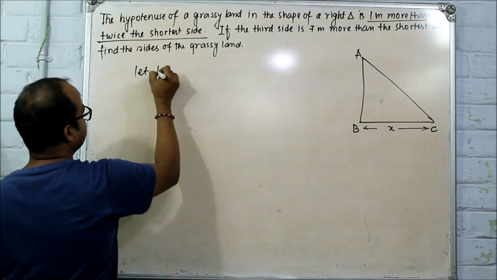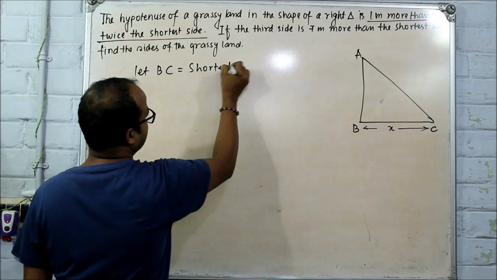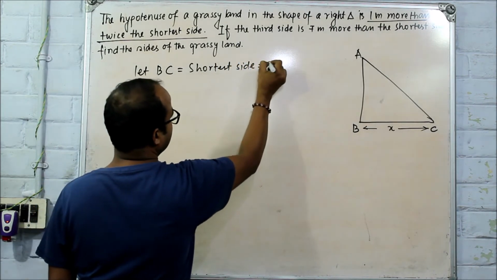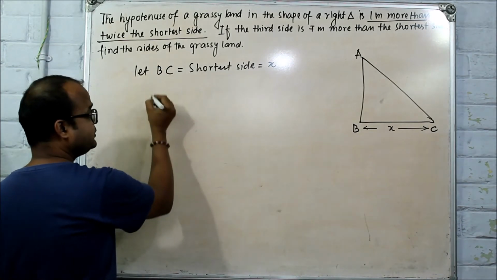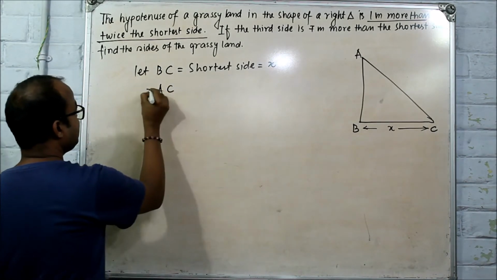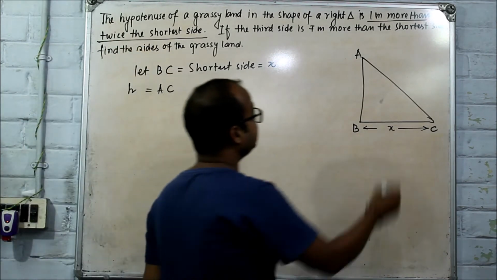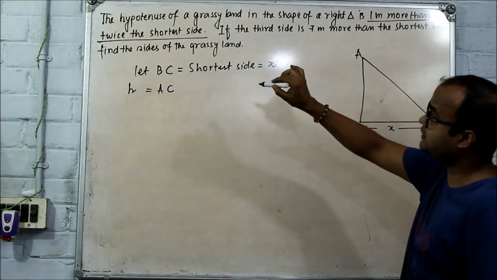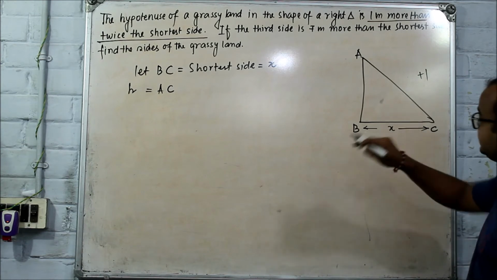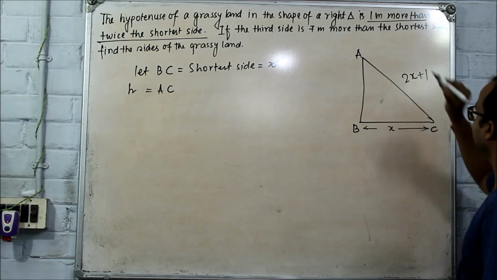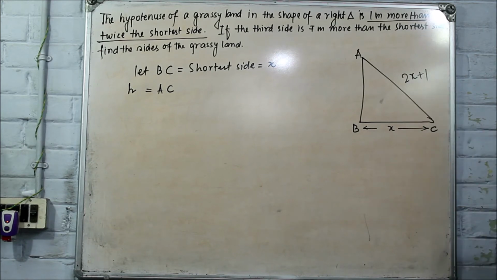Let BC be the shortest side, equal to x. What is the information about the hypotenuse? That is AC. AC is our hypotenuse. The hypotenuse is given as 1 meter more than twice the shortest side, that is 2x plus 1.